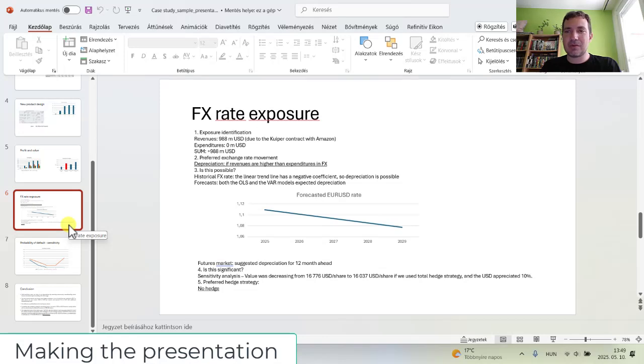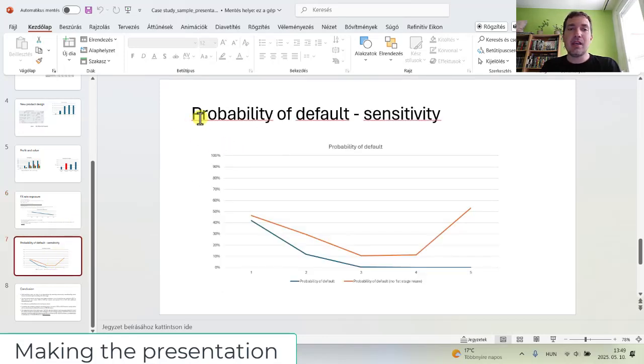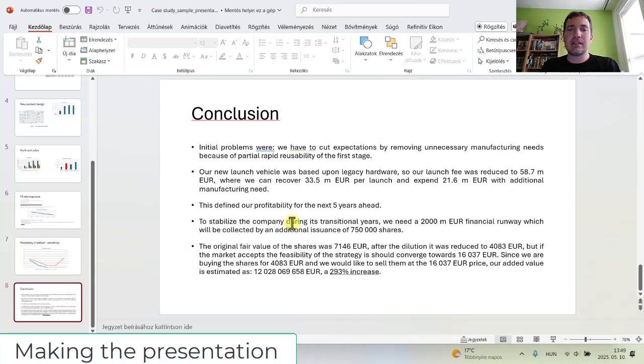So obviously, a nice layout will be highly welcomed. Then this is probability of default, so sensitivity analysis. Yeah, you have to do it. And then we need a nice conclusion. And then you can get an excellent mark.